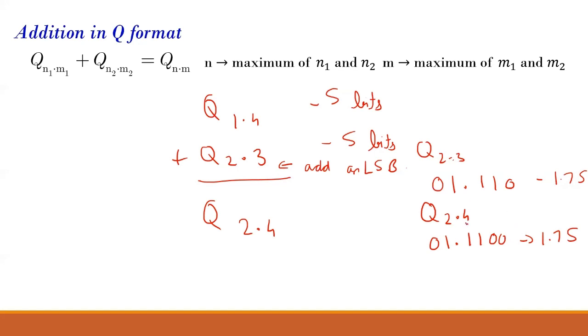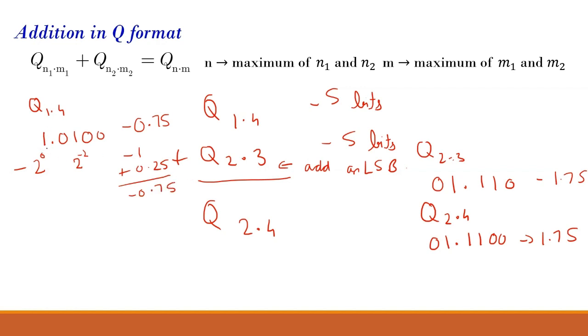Now, let us consider Q1.4. Let us assume it was 1.0100. When you find its value, you will get minus 0.75. This is Q1.4 and its value in decimal will be minus 0.75. Why? Because this is minus 2 raised to 0 and this is 2 raised to minus 2. So its value comes out to be minus 1 plus 0.25, which is minus 0.75.